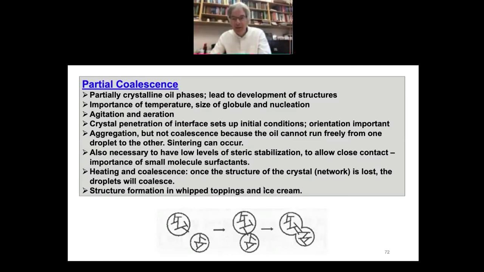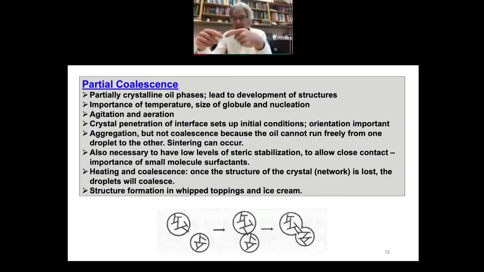You can't make whipped cream or ice cream using something like soy oil or corn oil at ambient temperature. As you whip it, the fat simply coalesces and will separate out. So the crystalline network is in there to give you structure within your droplet.